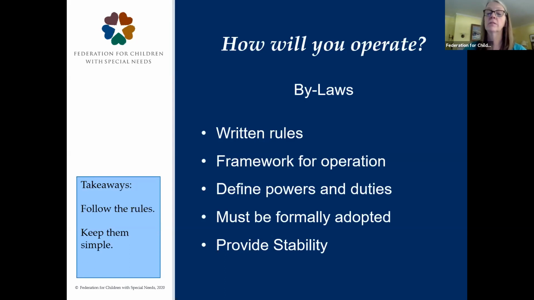My takeaway here is that you should always follow the rules. Try to keep your bylaws simple so that everyone can understand them and they're accessible. Many SEPACs keep a copy of their bylaws on their website if they have one, the school district's website. And I think it's always good practice to share it with your special ed administrator, especially if there's turnover and people leave the SEPAC and new members are looking for the rules. There'll be a central place for them to be held.